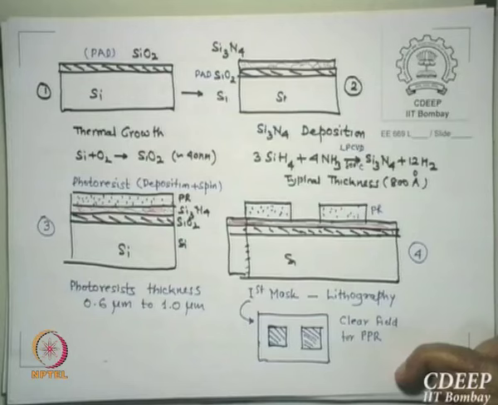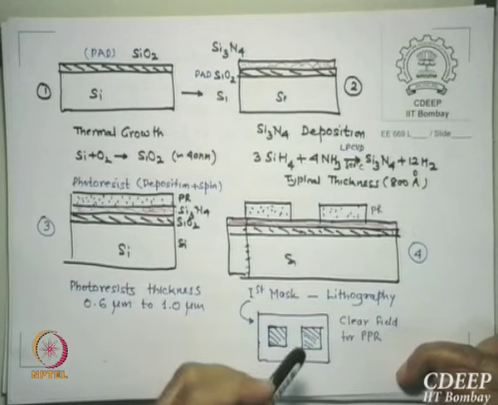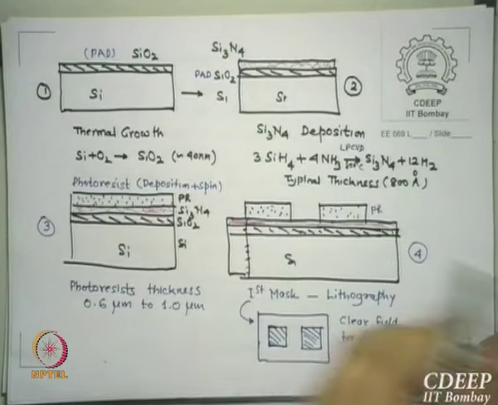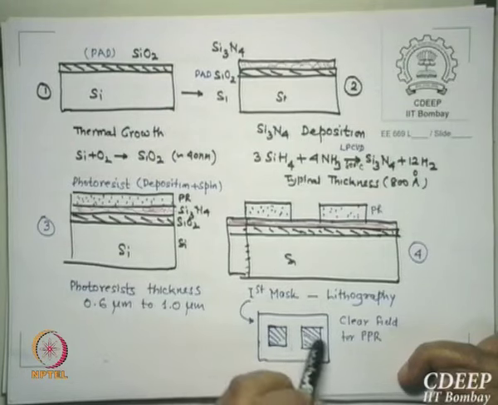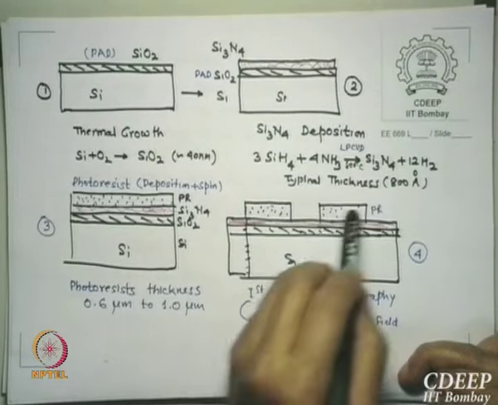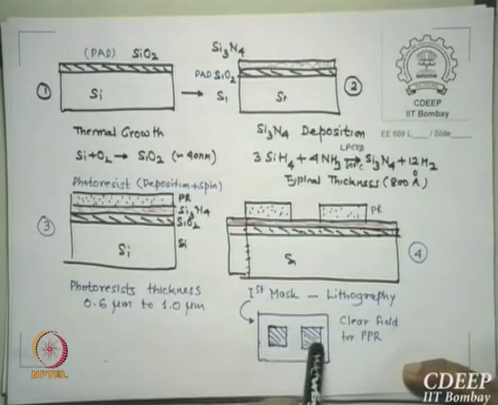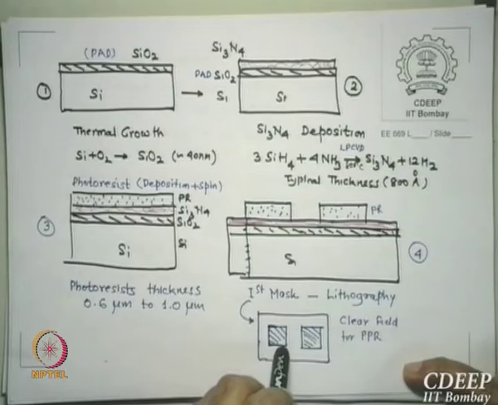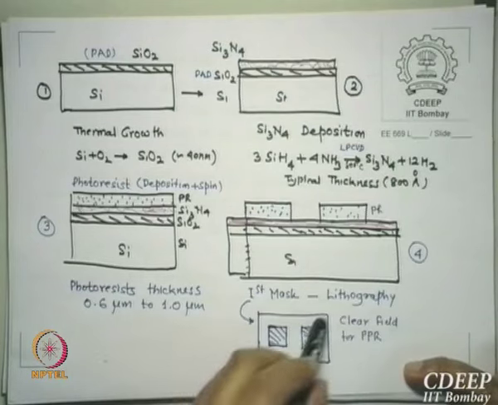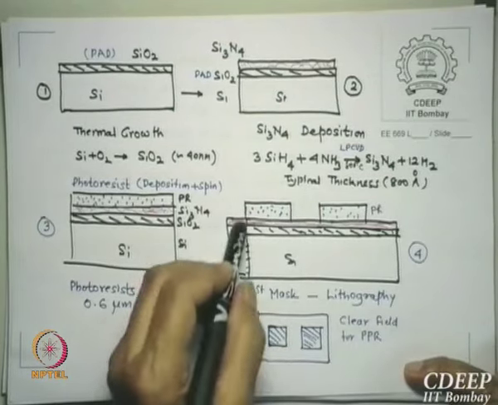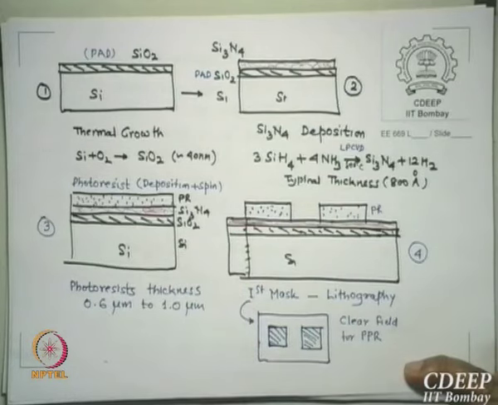When exposed, it becomes soft, meaning etchable; it can be developed. Since it's a PPR and I want to retain certain areas, the light should not go there. So the mask has two windows for these two areas. This is the mask: a clear field with two dark windows. The light will not pass through the dark areas, and therefore the resist below will remain hard. Wherever the light goes through the clear regions, the resist is developed out.